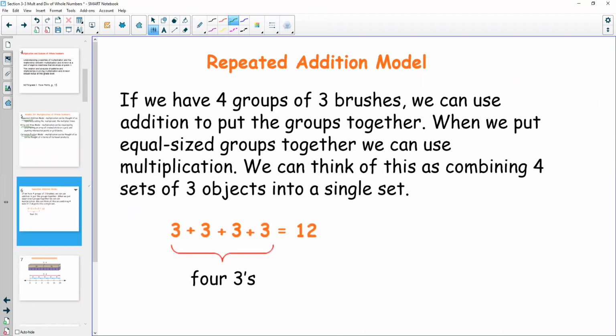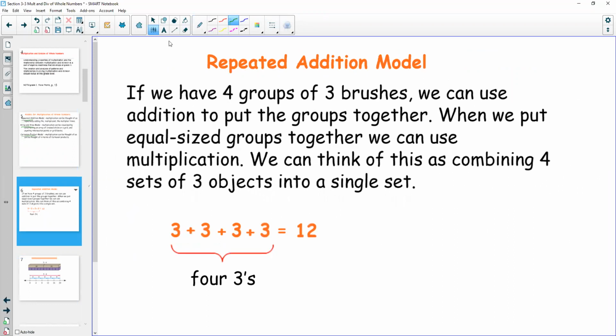First, repeated addition is exactly what it sounds like. We have 4 groups of 3 things. We can use addition to add 3, 4 times, right? So if I have 4 groups of 3 brushes, okay, this is 1 group of brushes, 2 groups of brushes, 3 groups of brushes, 4 groups of brushes. Okay, 4 sets of 3 objects.